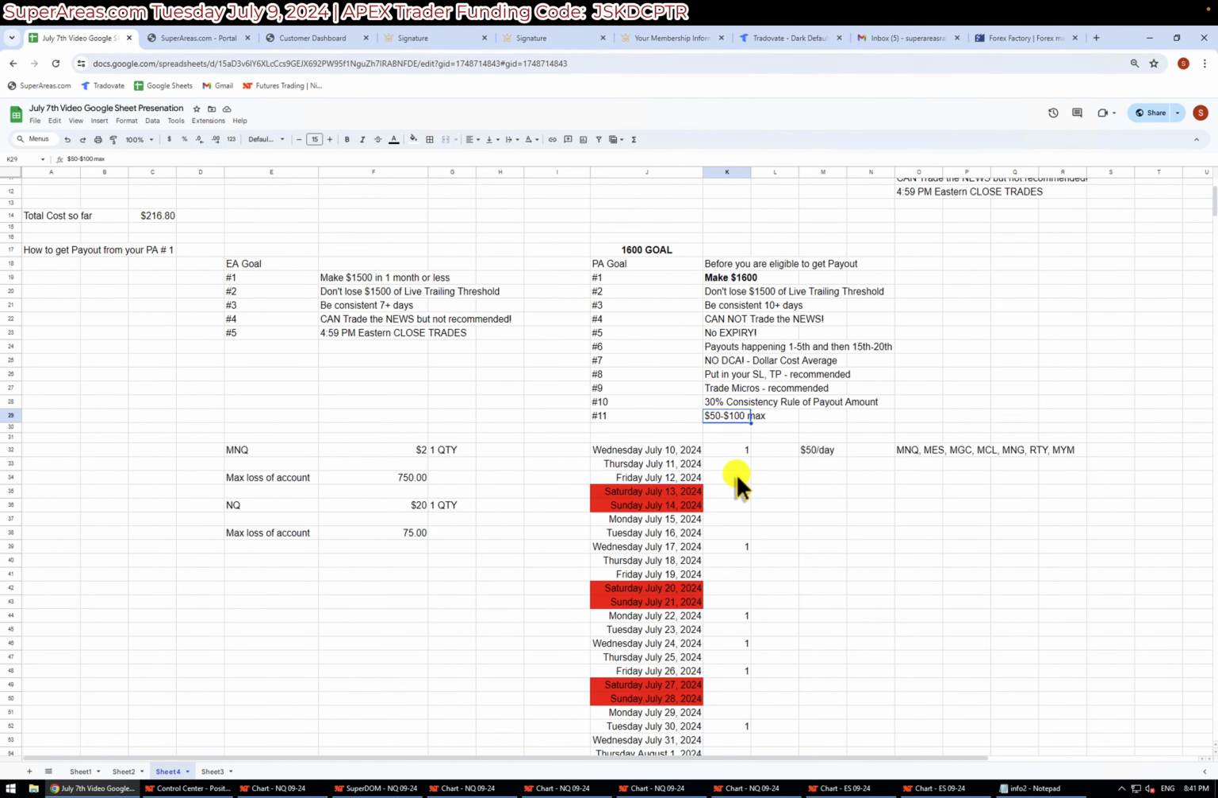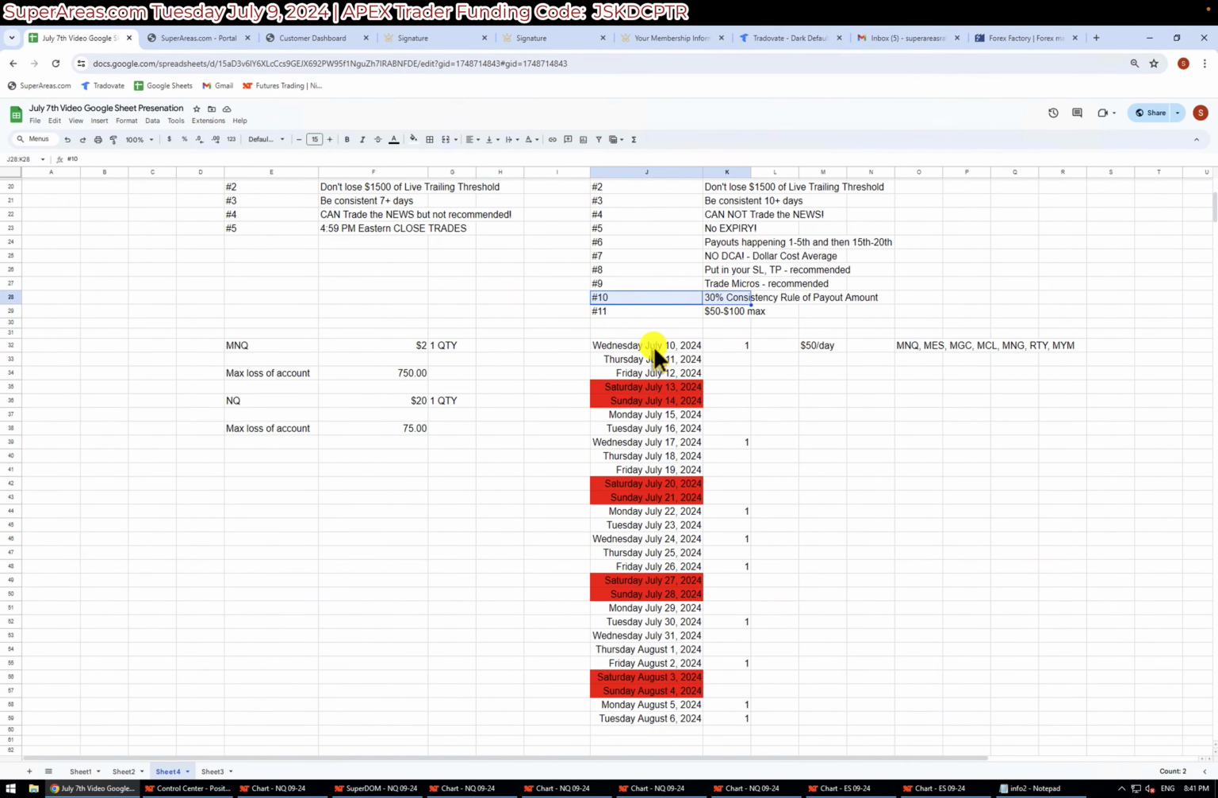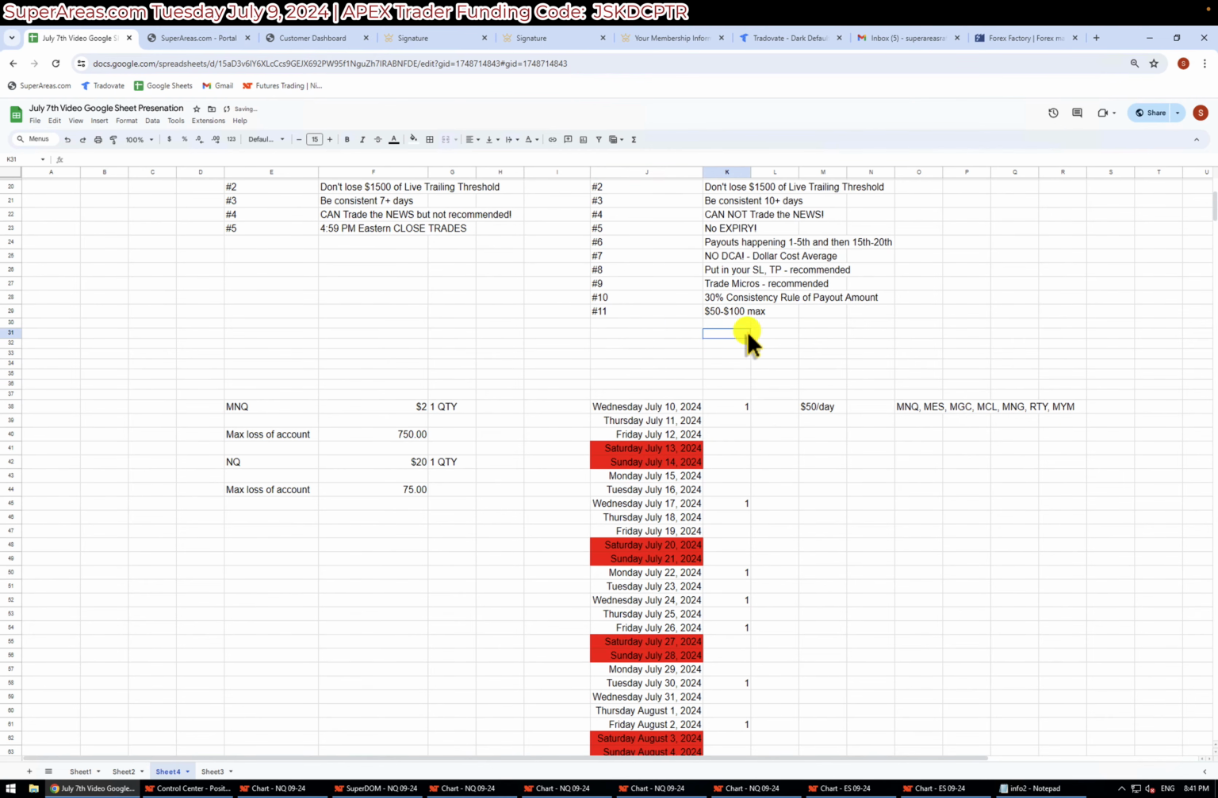And so let me explain rule number 10. Let me add some rows at the bottom. What does this mean? That you will have to do the 30% consistency rule. Which means, let's look at your payout. So how your payouts are done.